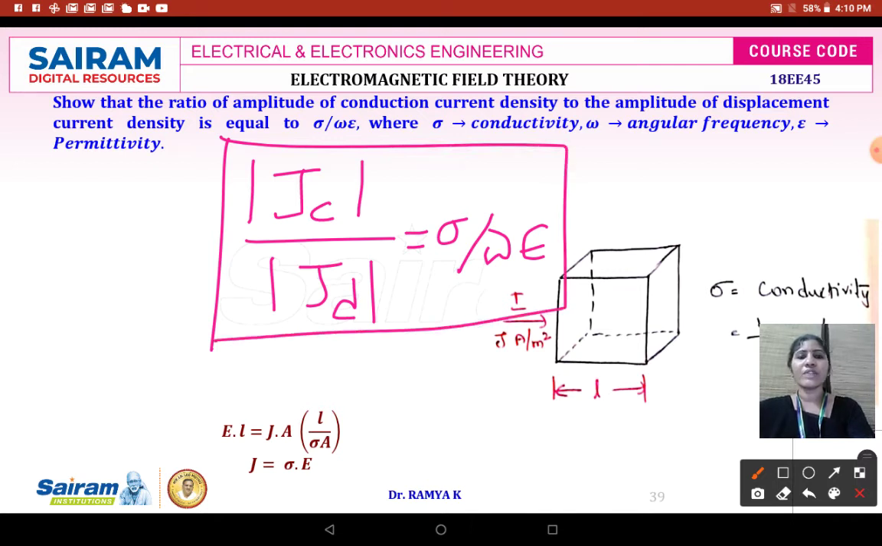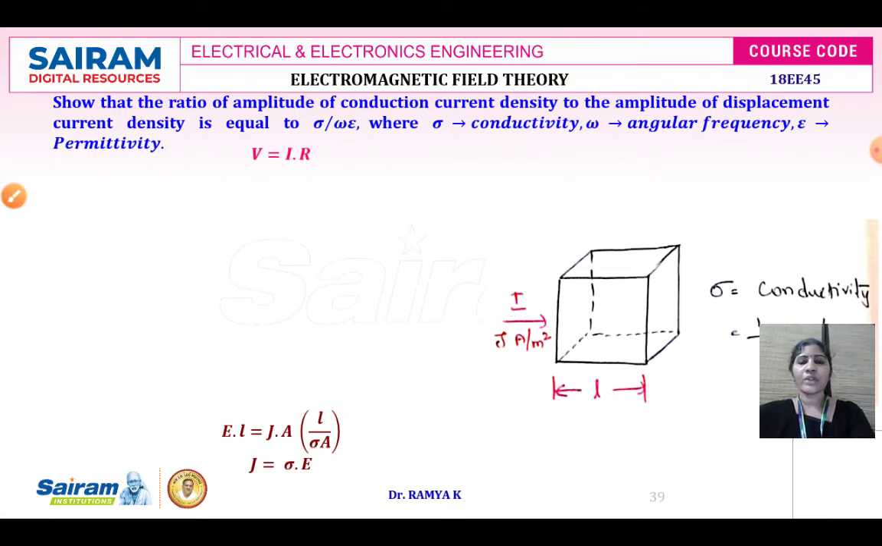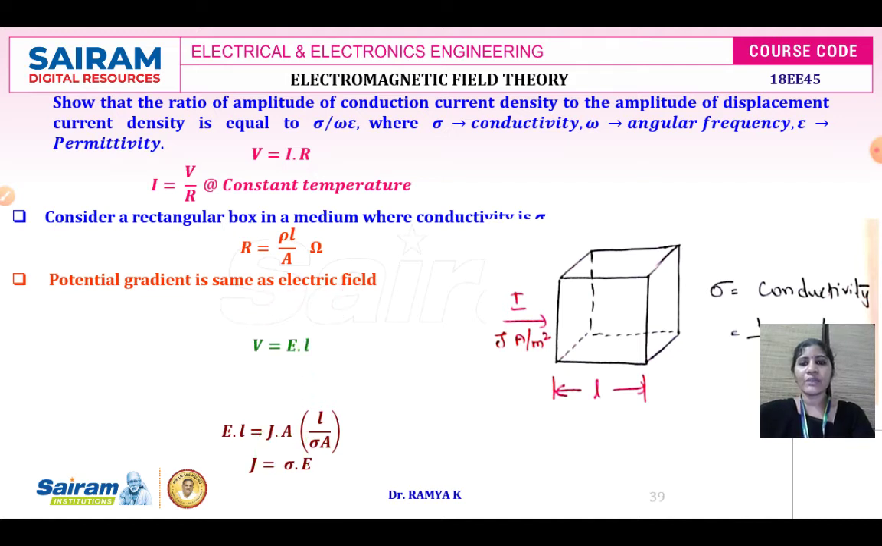For this, we have to use the modified form of Ohm's law. According to Ohm's law, V is equal to I into R, and I is equal to V divided by R at constant temperature. Considering a rectangular box in the medium where the conductivity is sigma, the resistance R can be identified as R is equal to L divided by sigma A ohm. And we also know that the potential gradient is the same as the electric field. From this, V is equal to E dot L.